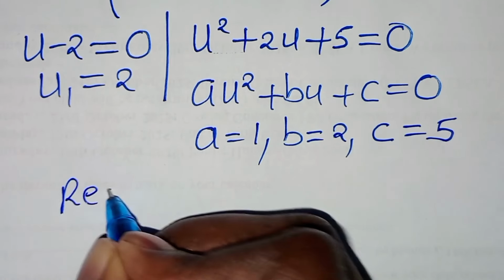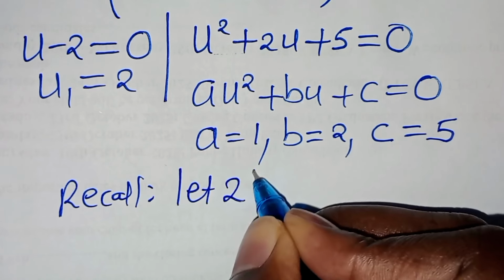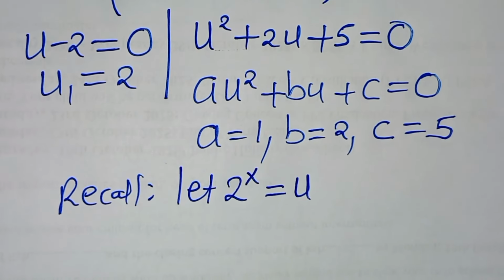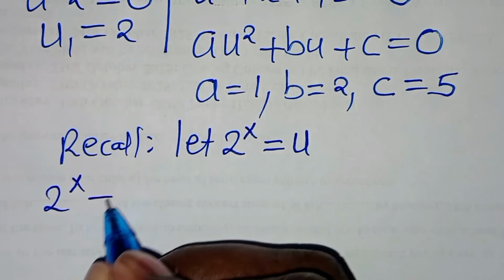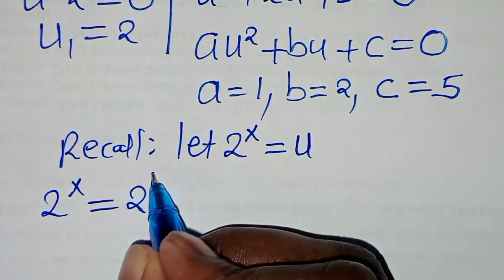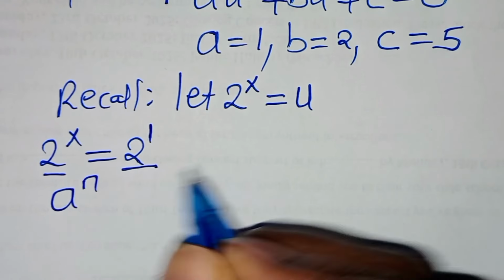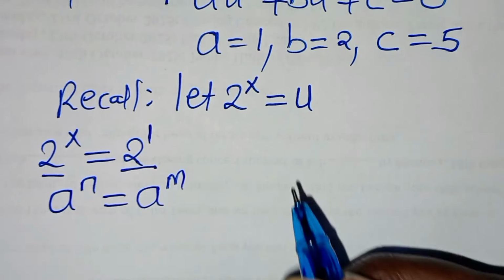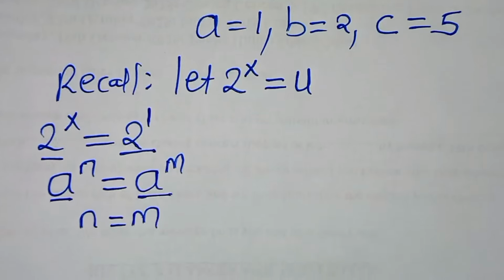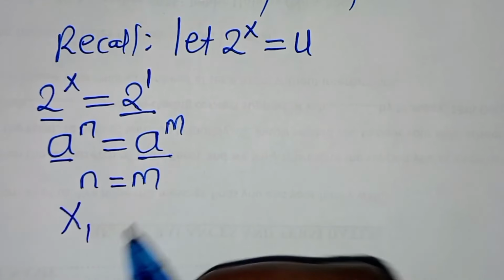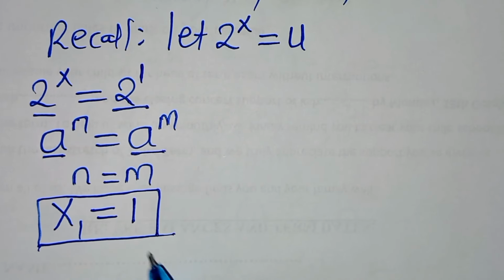So if you recall, from the first part here, we are saying that let 2 to the power of x be equal to u. So let's substitute 2 to the power of x here, so that we have 2 to the power of x. This is equal to 2. Remember, 2 is raised to power 1. Since the bases are common here, that is a to the power of n is equal to a to the power of m, exponent n is equal to m. So this implies that x1 is equal to 1. So we have the first value of x, which is 1.